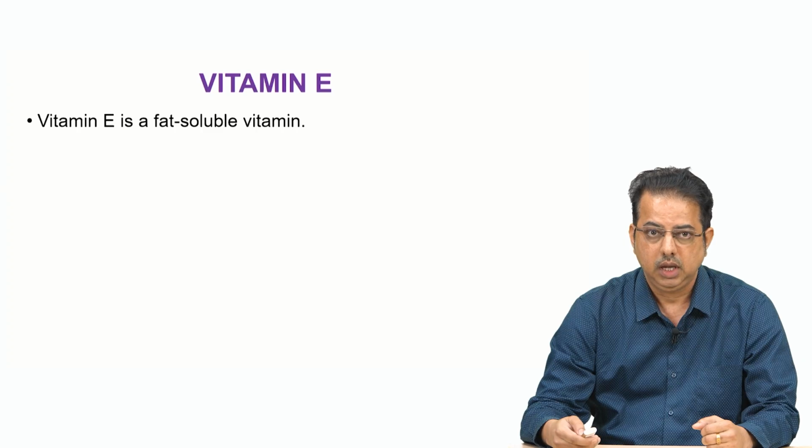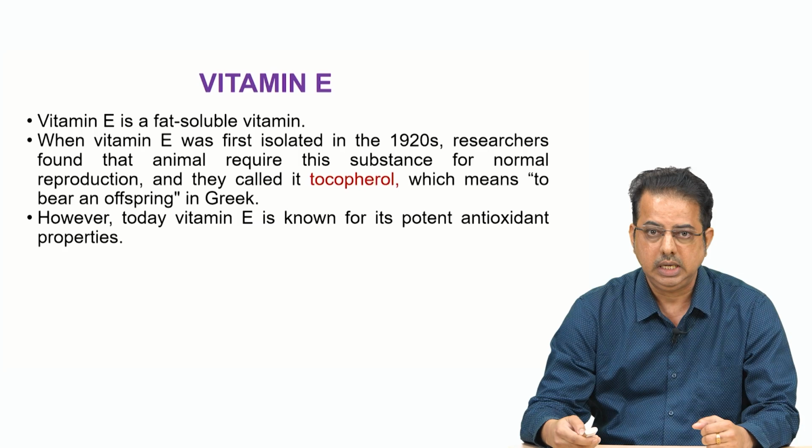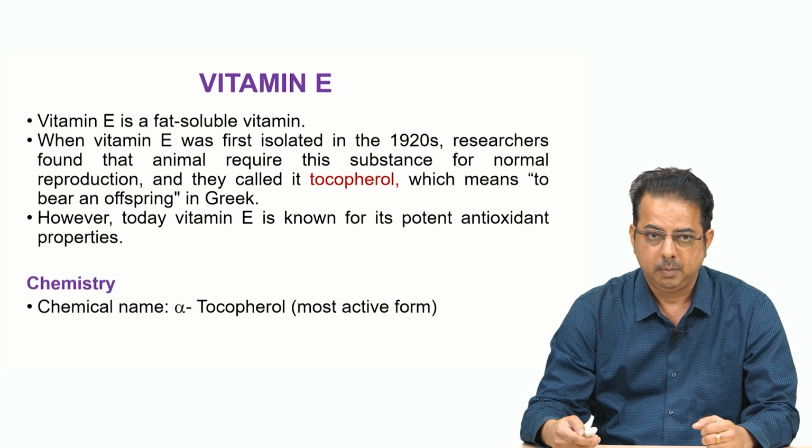Vitamin E is a fat soluble vitamin. When vitamin E was first isolated in the 1920s, researchers found that animals require this substance for normal reproduction, and they called it tocopherol, which means to bear an offspring in Greek. However, today vitamin E is known for its potent antioxidant property. There are many forms of tocopherol. Alpha tocopherol is the most active of them all.